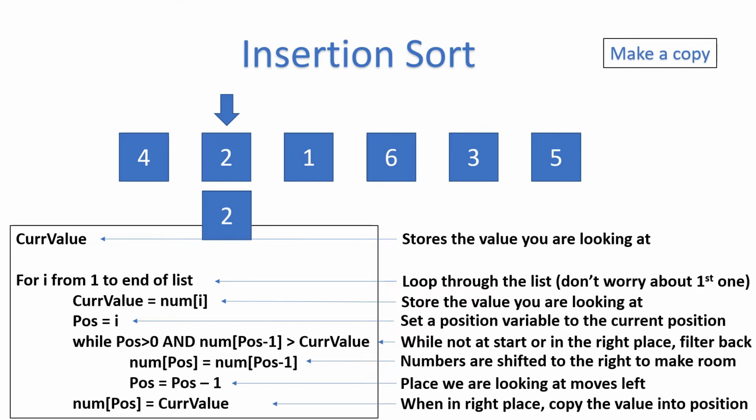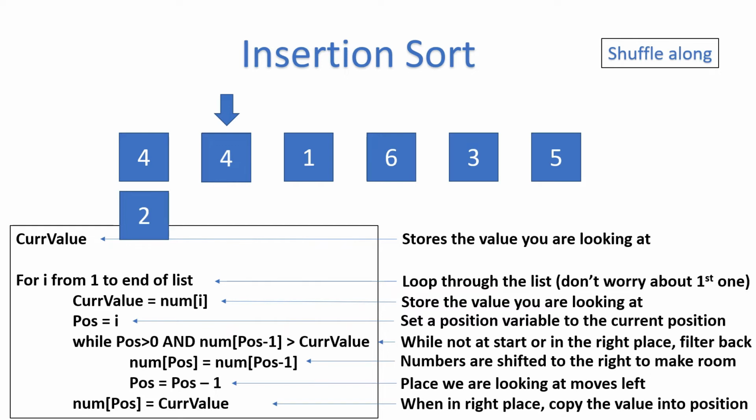And what we do is we walk back towards the beginning by taking 1 off pos in a little while loop until we either get to the beginning of the list or the number's in the right place. And what we do is we do num pos equals num pos minus 1. So where the arrow is, the number 2, that becomes the value to the left. So therefore, effectively, the 4 slides along. And then pos equals pos minus 1, where we're looking at, slides to the left.